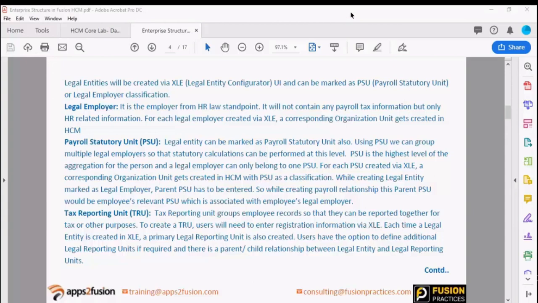Now, the other term which comes up is the tax reporting unit. Tax reporting unit is actually the organizations in your enterprise, or your way to group employees together for taxation purposes or some other purpose. Suppose that you have two offices. Your company is registered under India and under Mumbai, but you have offices in Bangalore and Hyderabad also. So you can have a TRU Hyderabad, TRU Bangalore. So one legal entity can have multiple TRUs, that is, tax reporting units. Tax reporting unit is mainly used to group employees together for taxation purposes.